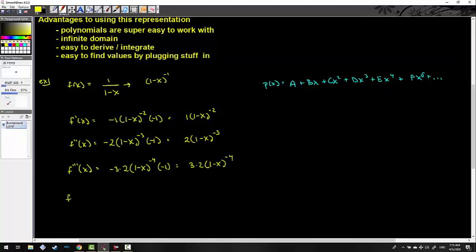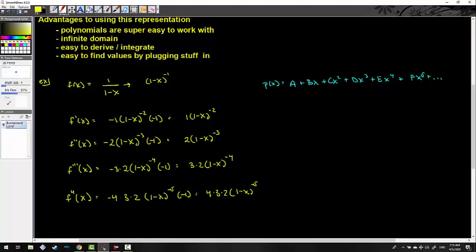And then my last derivative here will be the fourth derivative, and it's going to be negative 4 times 3 times 2, 1 minus x to the negative 5 times negative 1, giving me 4 times 3 times 2, and then 1 minus x to the negative 5.